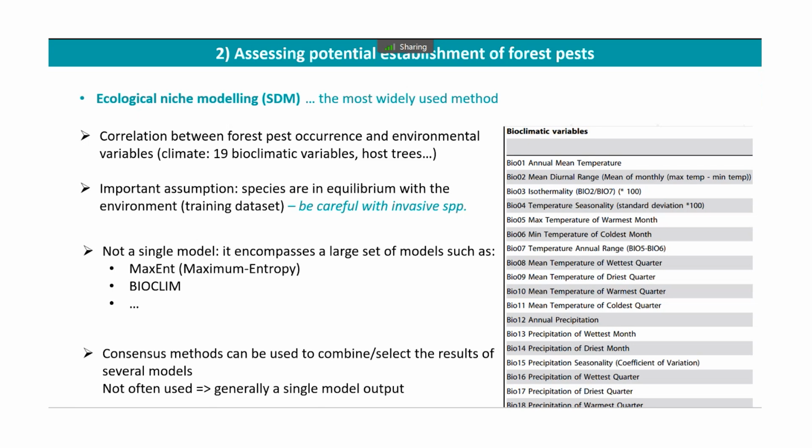We should really consider the area of origin as the training data set, at least, where it is supposed to be in equilibrium with its environment. And in fact, species distribution models are not a single model. It encompasses a large set of models, such as Maxent, Bioclim, or many others. So sometimes one model is used, but ideally, we should use some consensus methods. It means that we should apply different models and then combine them or select the results of several of them. But quite usually in papers, this is not very often done.